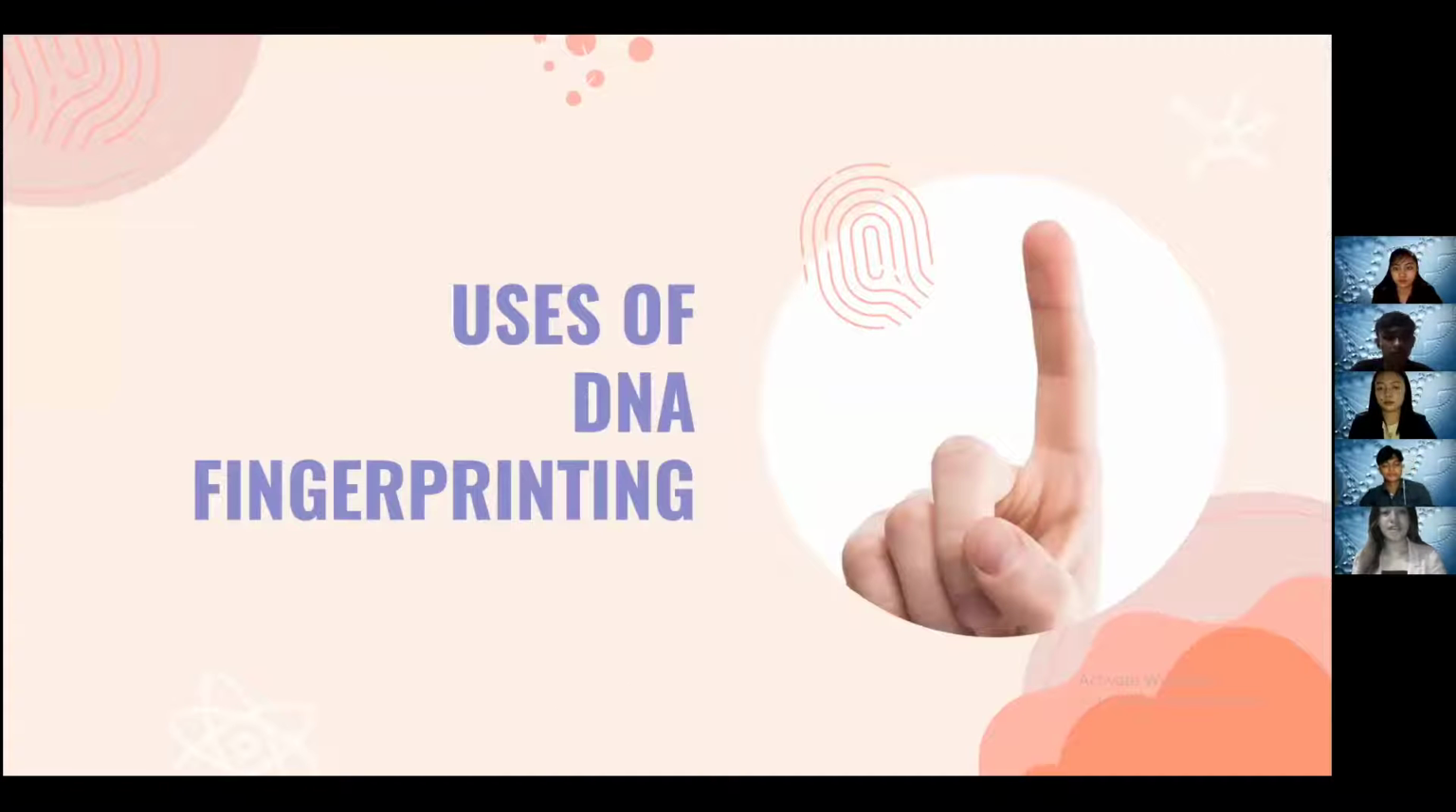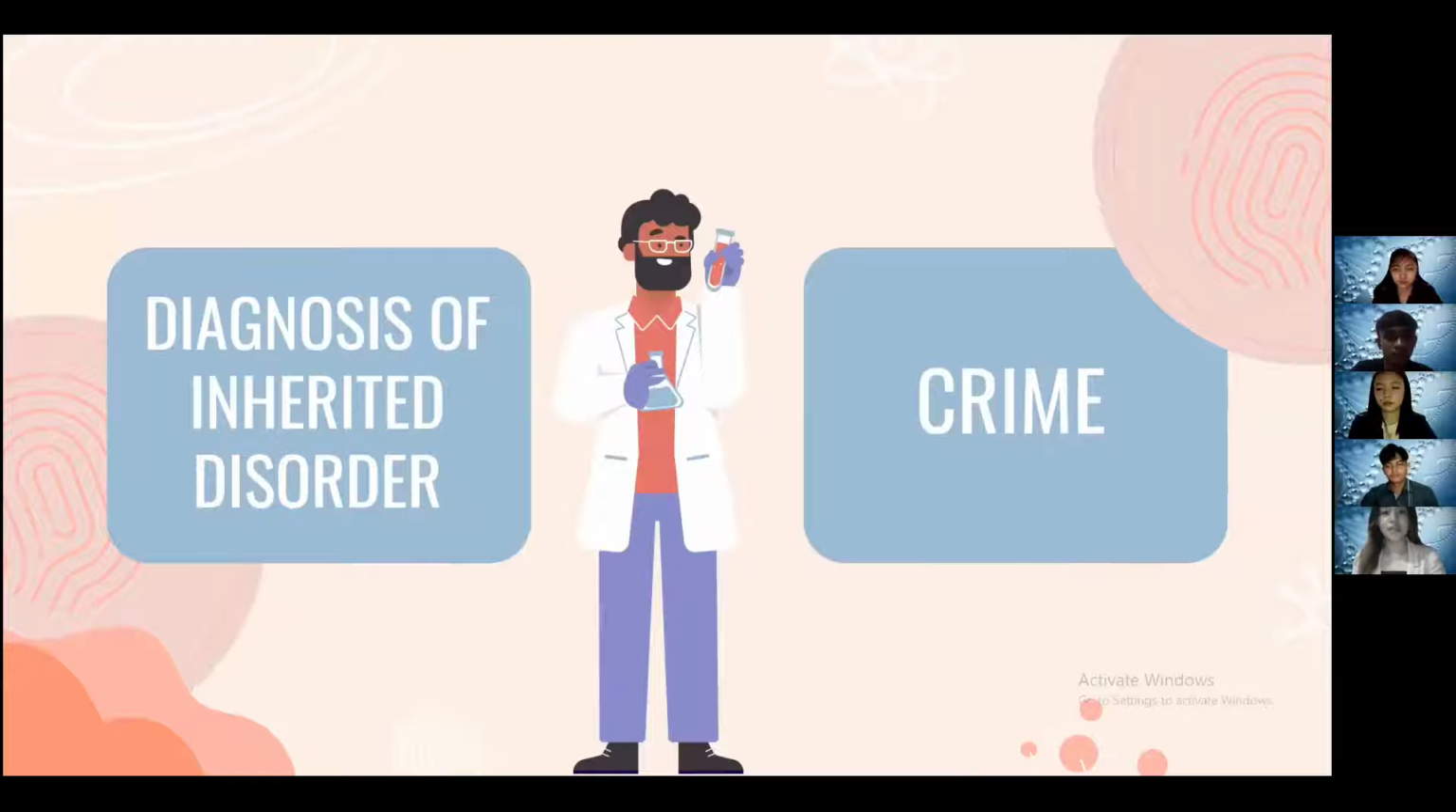Uses of DNA fingerprinting: diagnosis of inherited disorders and crime. Diagnosis of inherited disorders helps diagnose disorders in both prenatal and newborn babies. Disorders may include cystic fibrosis, hemophilia, Huntington's disease, familial Alzheimer's, sickle cell anemia, thalassemia, and much more.